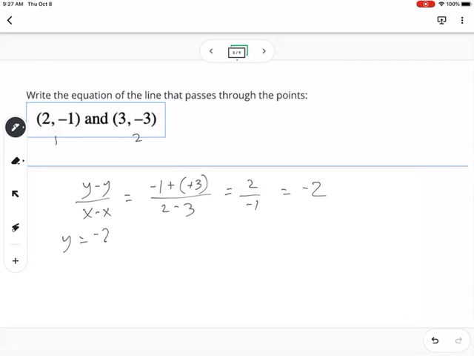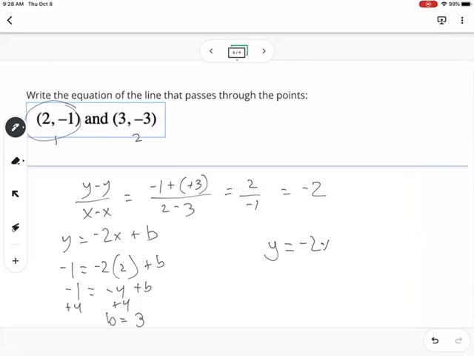So what we know is we have negative 2x plus b, and as we've been doing, you can always find b if you know a point. So plug in either point. I'll do this one. Negative 1 equals negative 2, putting in our x value of 2 plus b. Negative 1 equals negative 4 plus b. Add 4 to both sides, and you get b equals 3. So put it all together. Y equals negative 2x plus 3.